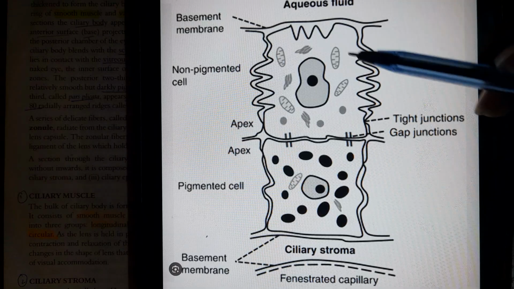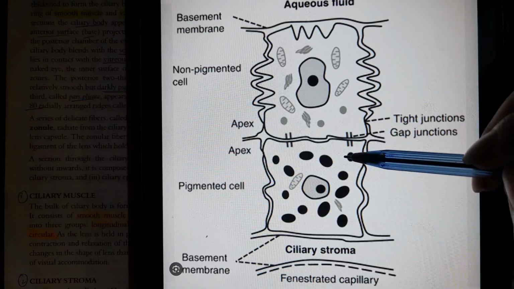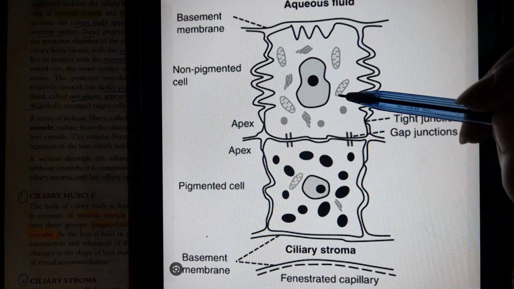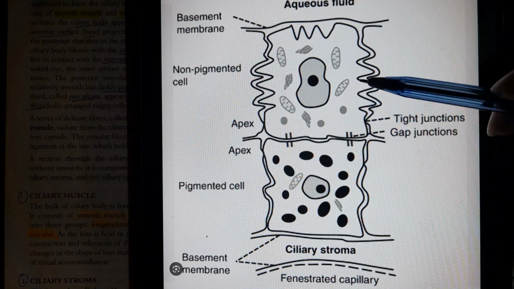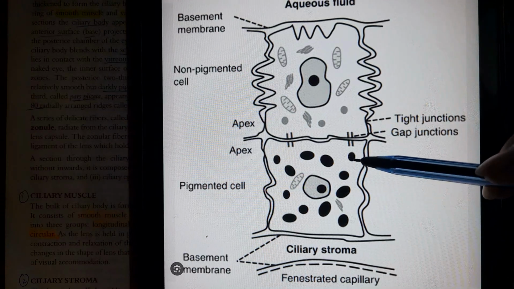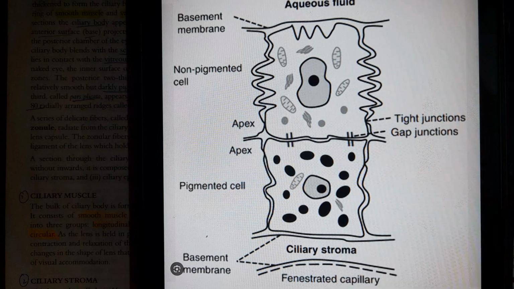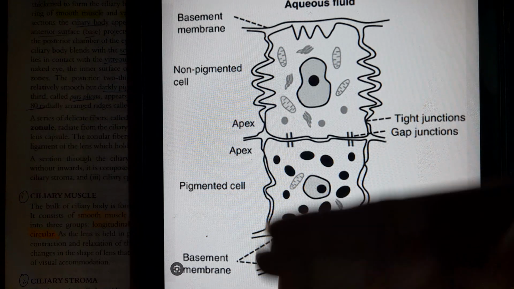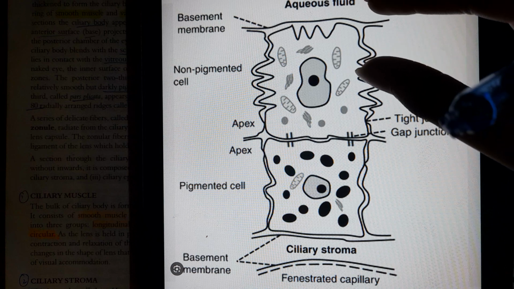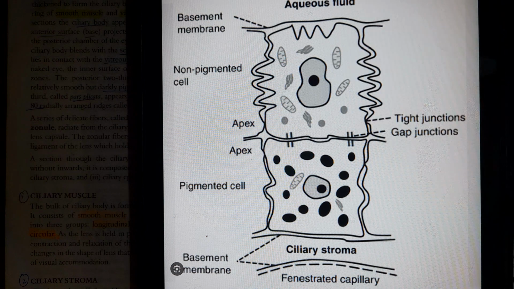So now we have two layers. Firstly, we have the outer layer, which is made up of pigmented cells, and then we have the inner layer, because we are going from the exterior to the interior side. This is going to be the interior one, and then it is going to give rise to the aqueous humor.